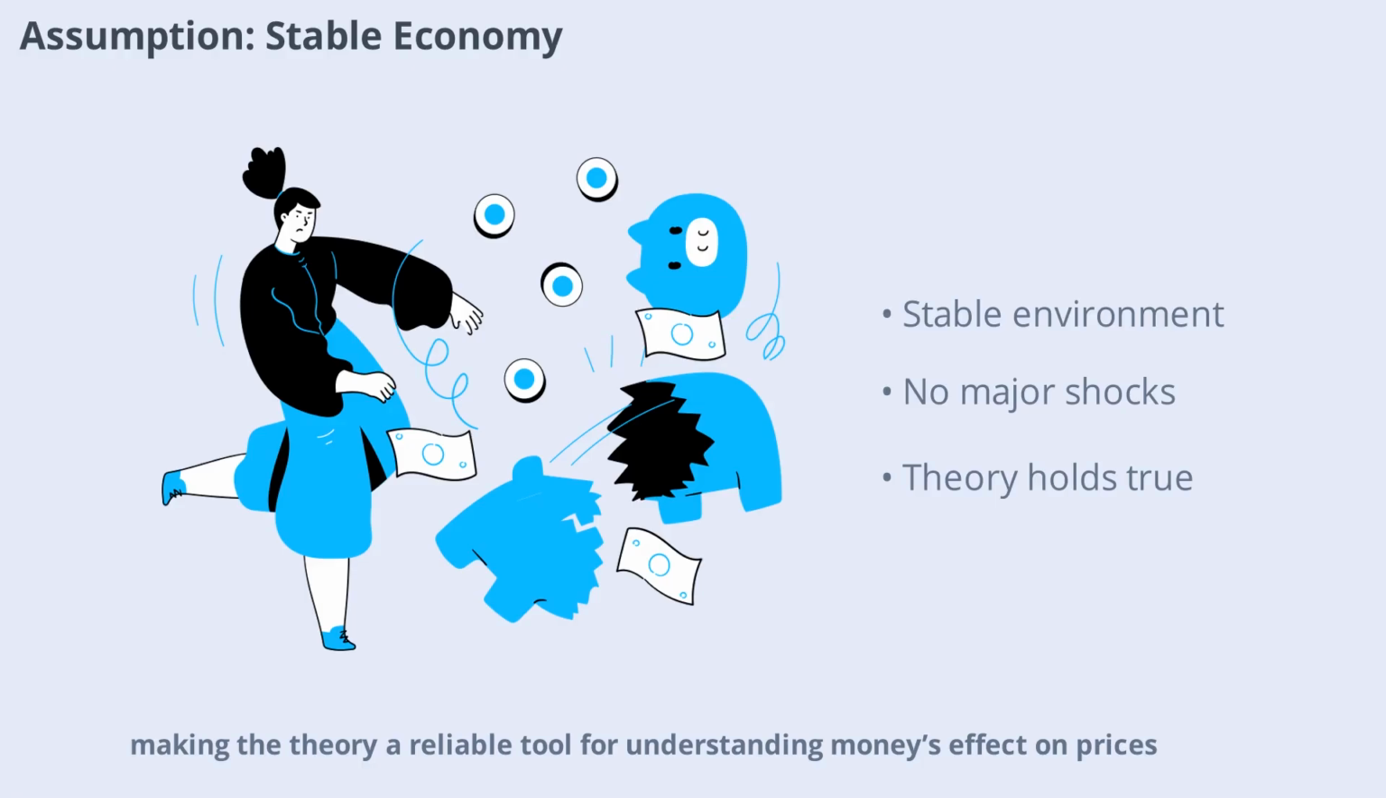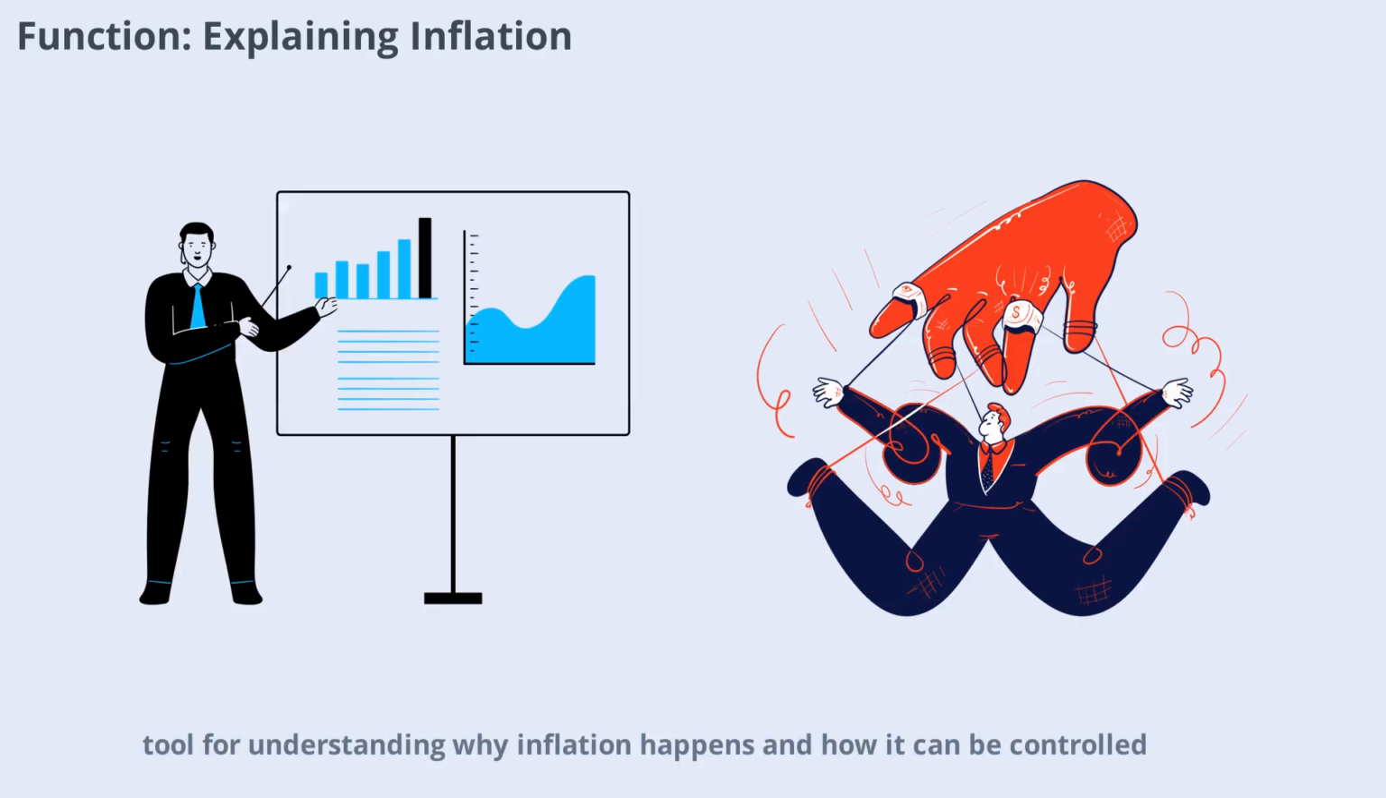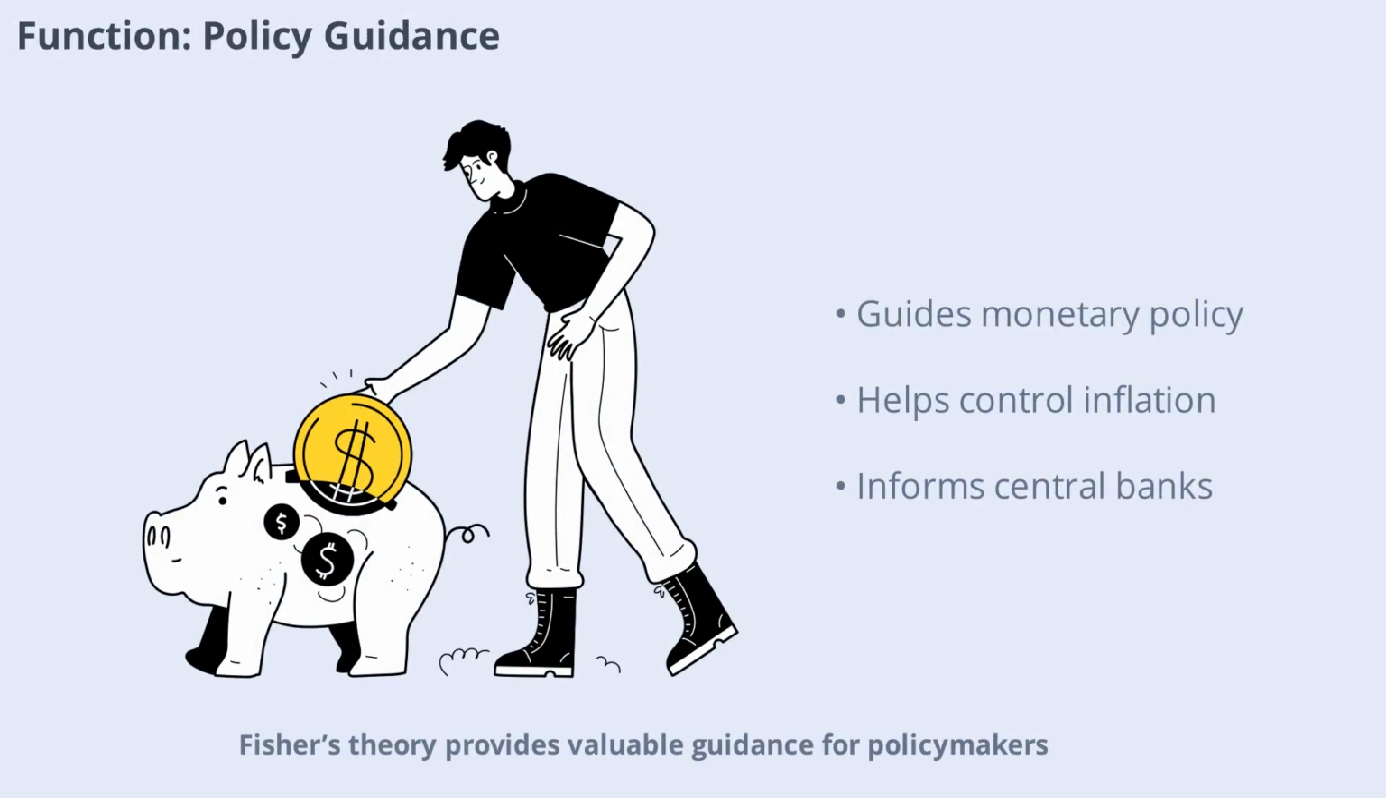One of the main functions of Fisher's transaction approach is to explain inflation. When the money supply increases but the velocity and number of transactions stay the same, prices rise. This direct link between money supply and price level is a powerful tool for understanding why inflation happens and how it can be controlled. Fisher's theory provides valuable guidance for policymakers.